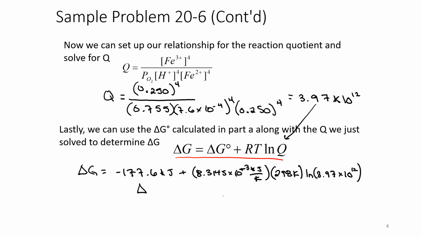So our delta G is now negative 105.6 kilojoules. Now, it didn't change the spontaneity. We went from negative 177.6 to negative 105.6. They're both negative, they're both spontaneous, but we're inching our way closer and closer towards that because we did change our overall concentrations there.